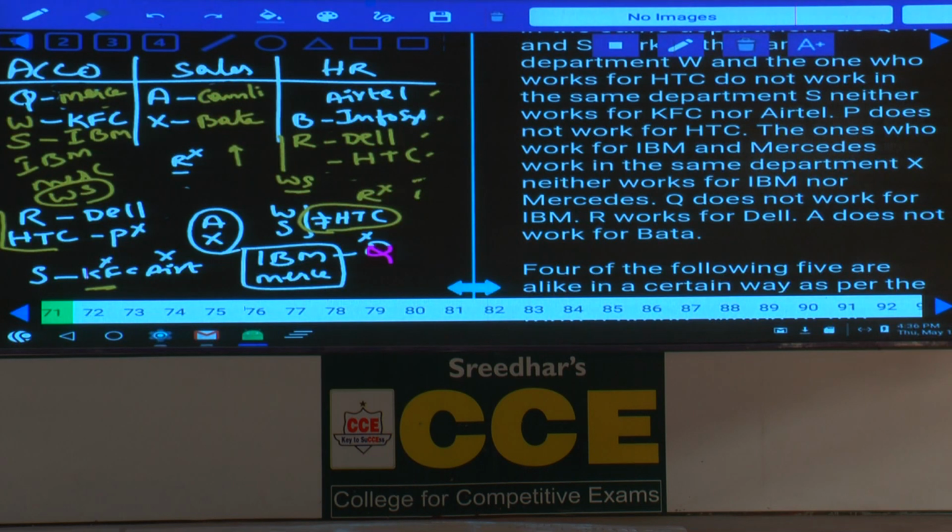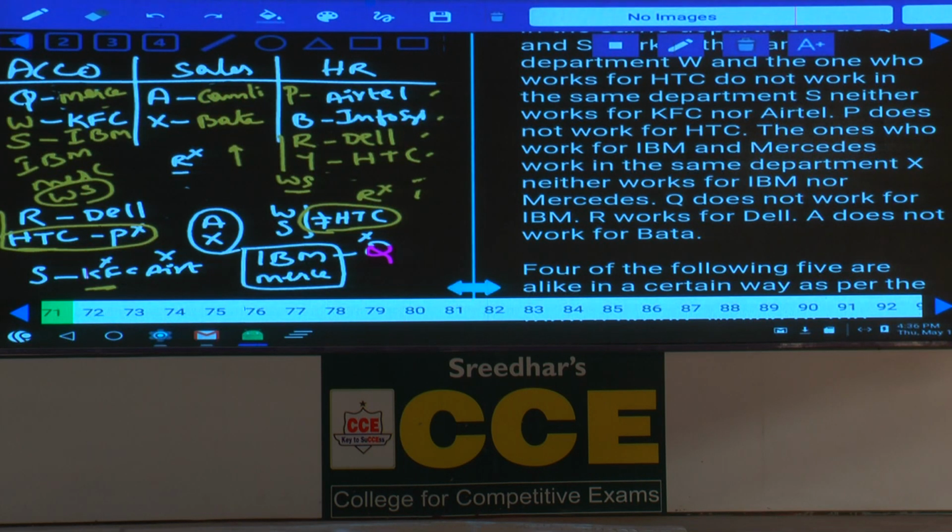Done? A working in Camlin, Mercedes, KFC, IBM, Camlin, Bata, Airtel, Infosys and so on were done. Then what is the other thing left over here? Now who are the persons left over? Now we are left with B and P. Now P is not working in HDC, hence P is working in Airtel. If P is working in Airtel, then Y is working in HDC.